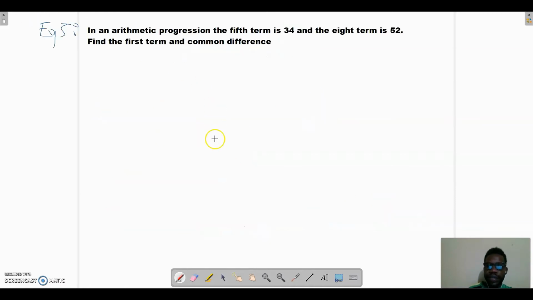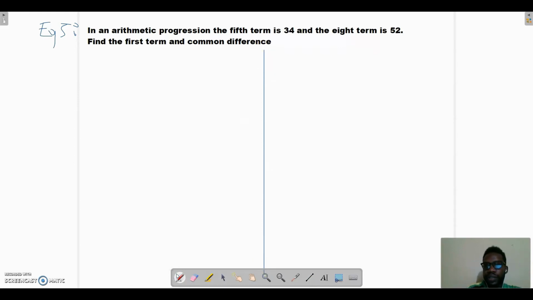We now move on to example 5. It says, in an arithmetic progression, the fifth term is 34 and the eighth term is 52. Find the first term and the common ratio. Alright, how do I go about doing this? Now remember again, we're talking about the nth term.